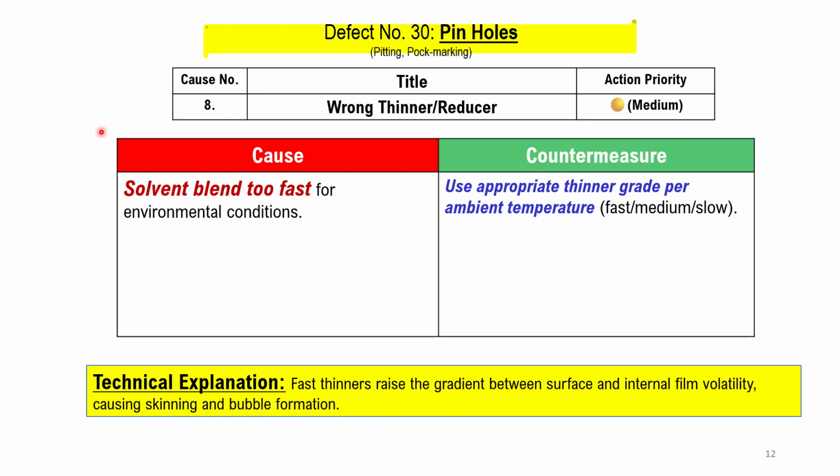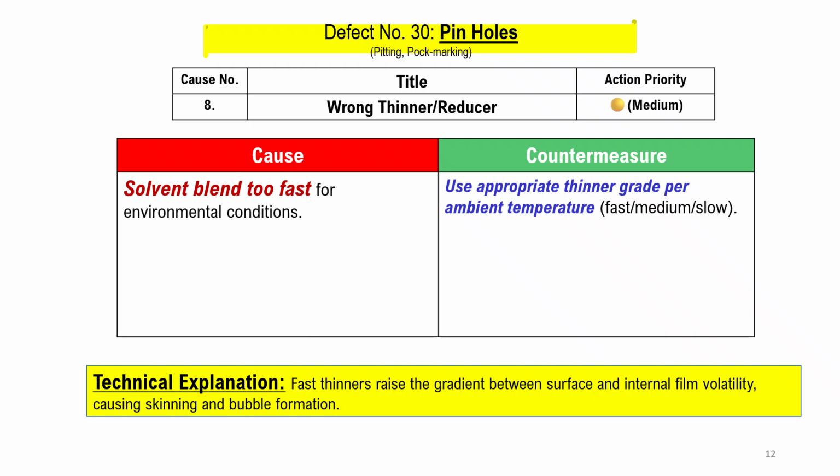Eighth probable cause could be wrong thinner or reducer. Solvent blend too fast for environmental conditions. Fast thinners raise the gradient between surface and internal film volatility, causing skinning and bubble formation.